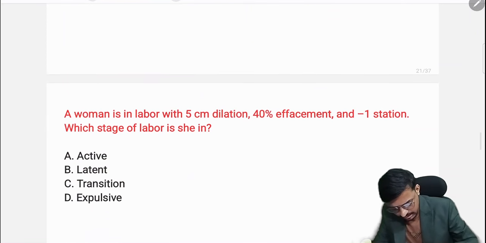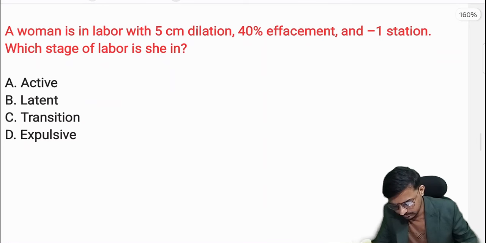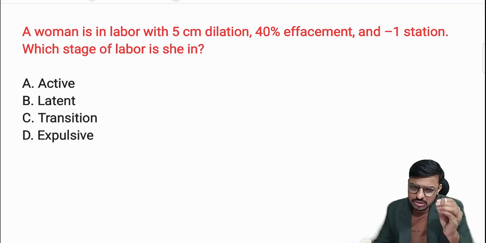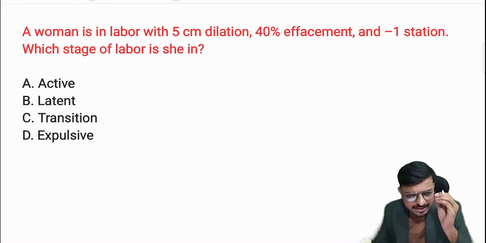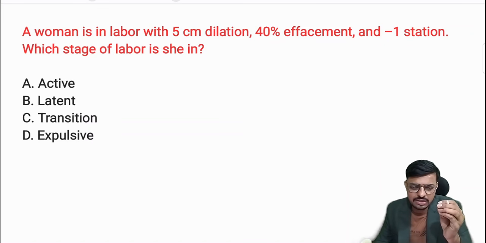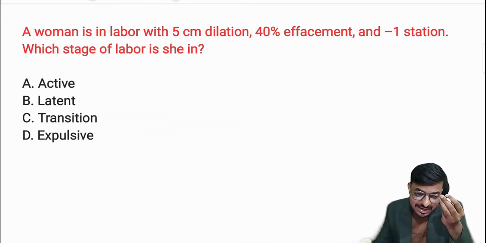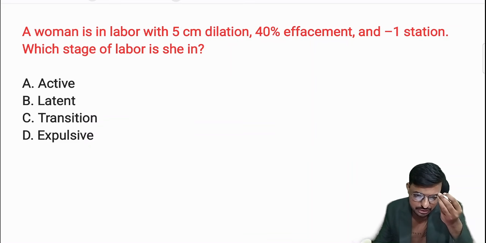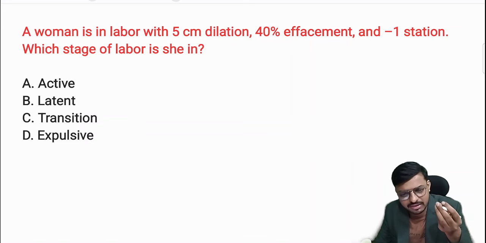Right, here comes the next one. A woman is in labor with 5 centimeter dilation, 40% effacement and -1 station. Which stage of labor is this? Students, before the exam, I told you the new updated guidelines according to the Labor Care Guide. I told you 1,000 times not to go according to the partogram because the partogram is already expired. Now we have the Labor Care Guide given by the WHO, and I told you people to go according to its findings.